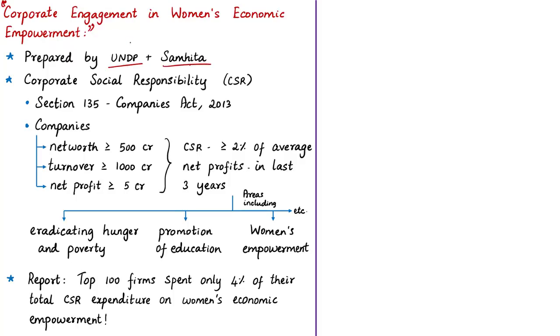In this, the United Nations Development Programme or UNDP is an arm of the United Nations which works in almost 170 countries. The objective of UNDP is to achieve the eradication of poverty and the reduction of inequalities and exclusion. Then this Samhita is a CSR consulting firm. It collaborates with companies to develop impactful corporate social responsibility initiatives.